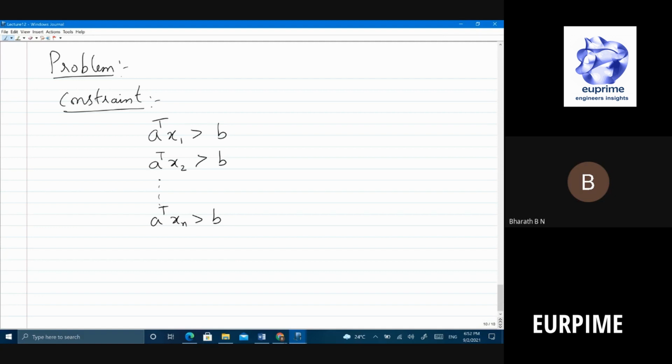This is one set of constraints. What is the other set of constraints? A transpose Z1 is less than B, A transpose Z2 is less than B, and so on, A transpose Zn is less than B. Now these are constraints, but the problem is I have to find A and B. This is just a constraint; these are called the constraint set.